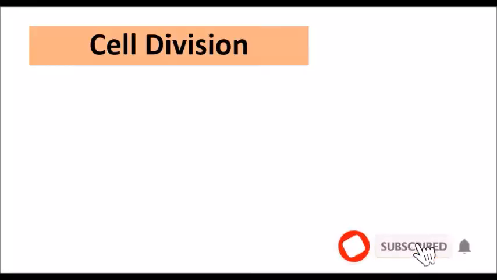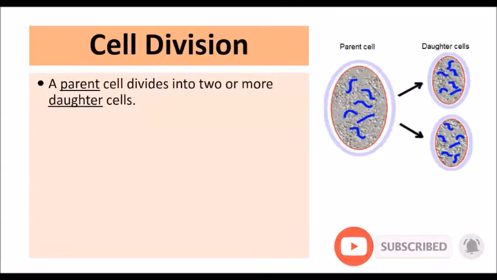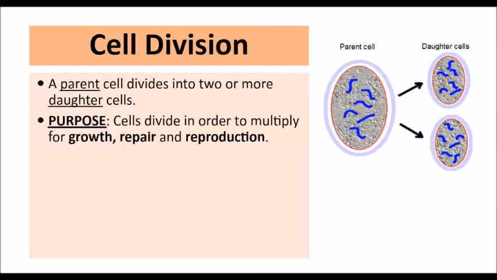So what exactly is cell division? Cell division involves one parent cell dividing into two or more daughter cells. So we have this one parent cell dividing into these two daughter cells, and you can see the chromosomes highlighted in blue. Now, why do cells need to divide? The purpose of cell division is for the cells to be able to multiply, for growth, for repair, and reproduction. Those are the three main reasons behind cell division.